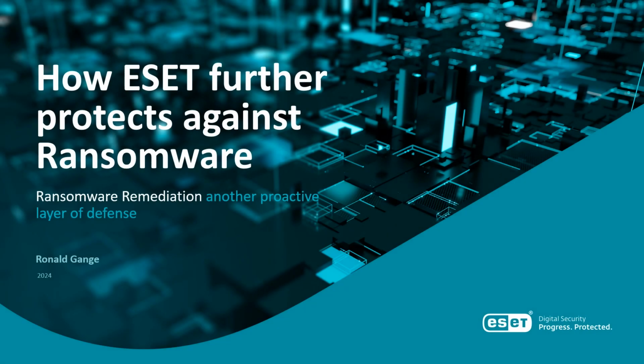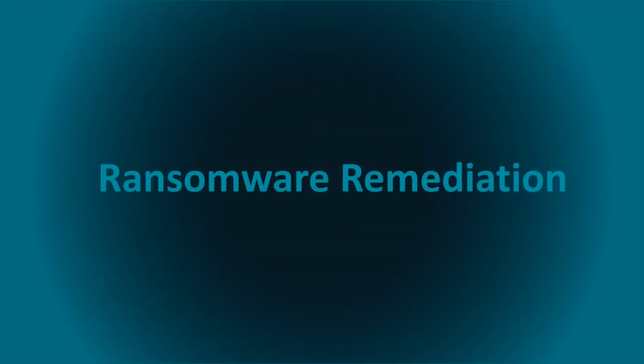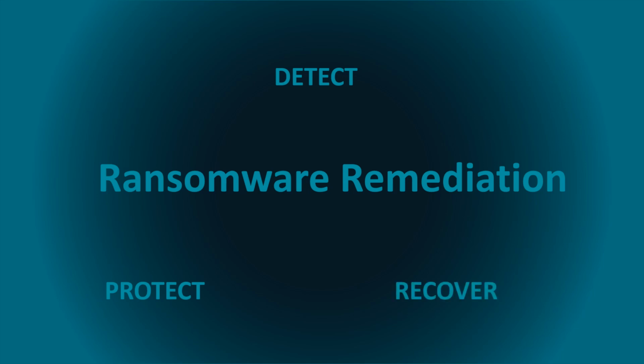ESET's new ransomware remediation feature is simple to set up and powerful in its ability not just to protect you against ransomware, but also in its ability to roll back or restore files which have been encrypted by ransomware. This adds to ESET's already powerful capability of being able to detect and disable ransomware and its many variants. You have the added peace of mind of being able to limit the damage and accelerate recovery from a ransomware attack.